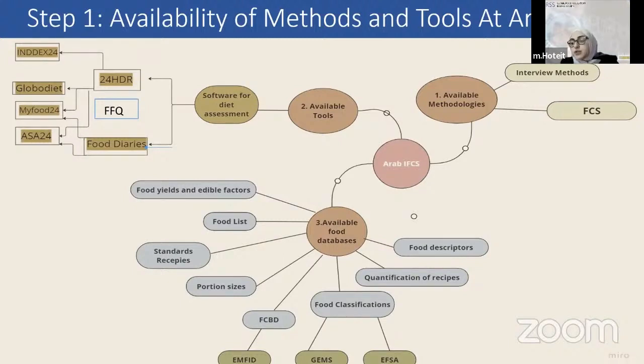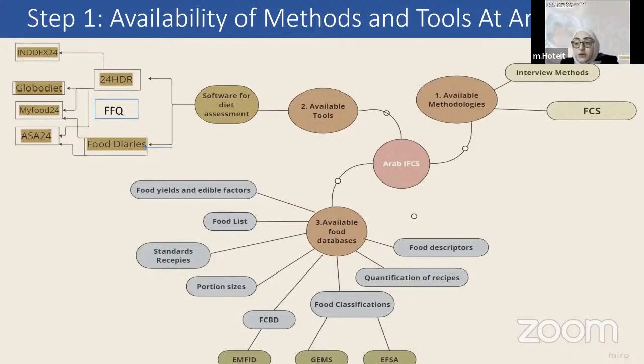taking into consideration that we have to use the 24-hour recall, the food frequency questionnaire, the food propensity questionnaire. Also, we'll be using some available software to analyze dietary data and the collected information that will be linked to the food composition tables in each country.